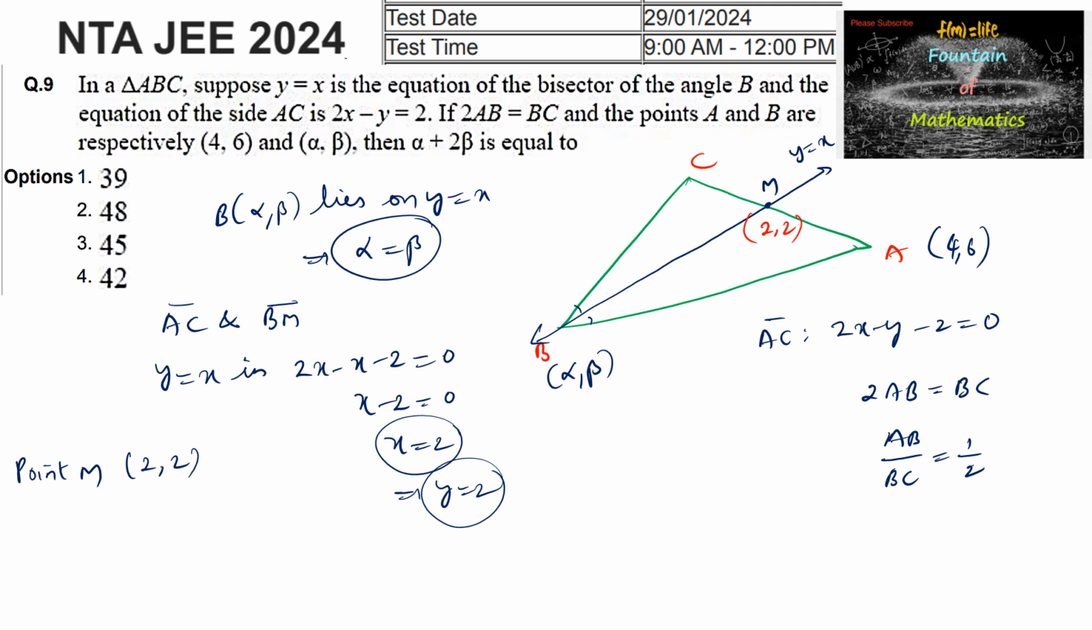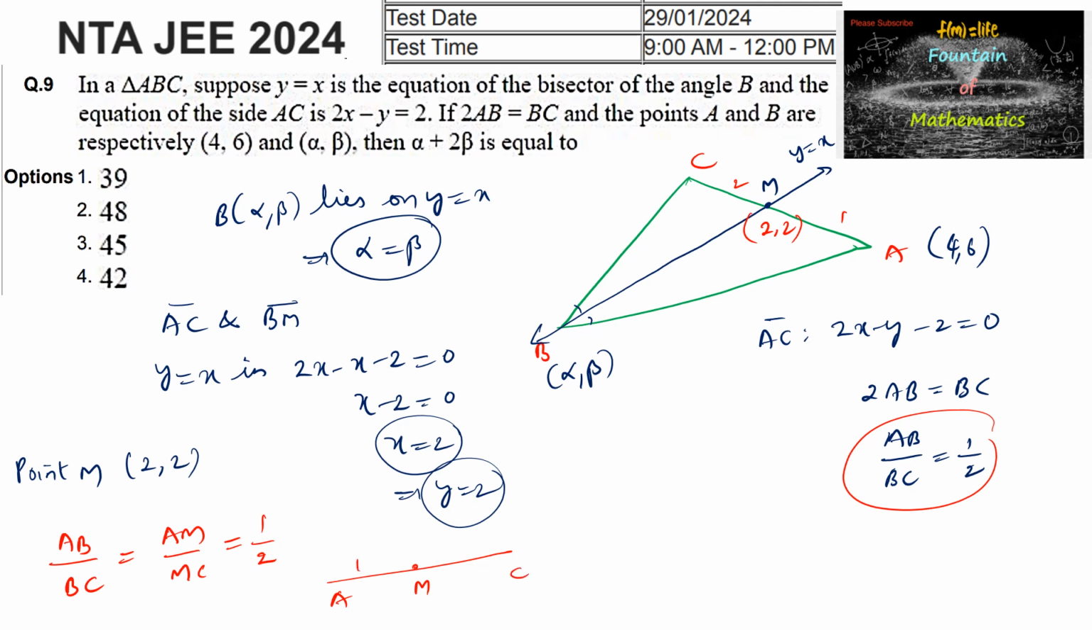And now since we know the point A and point M, we can find the point C by using the section formula. And since angle B is a bisector, AB upon BC is equal to AM upon MC, and AB upon BC is equal to 1 by 2. So AM upon MC is equal to 1 upon 2. So here one part and two parts. So point M is dividing A and C internally in the ratio 1:2. A is the point (4, 6), M is the point (2, 2), and C is the point, let us consider to be (P, Q).